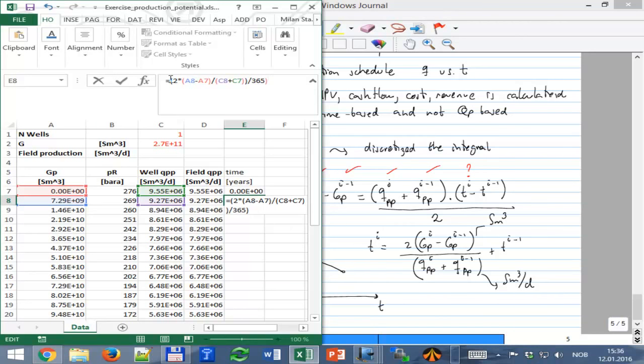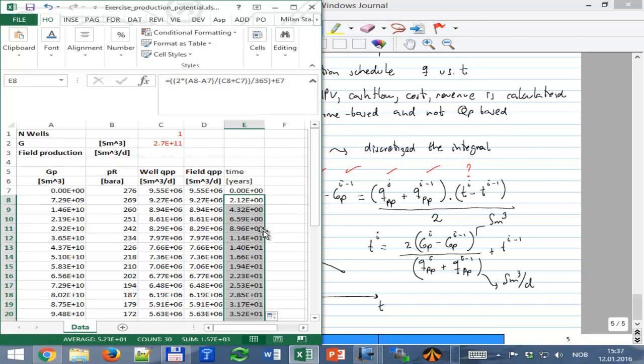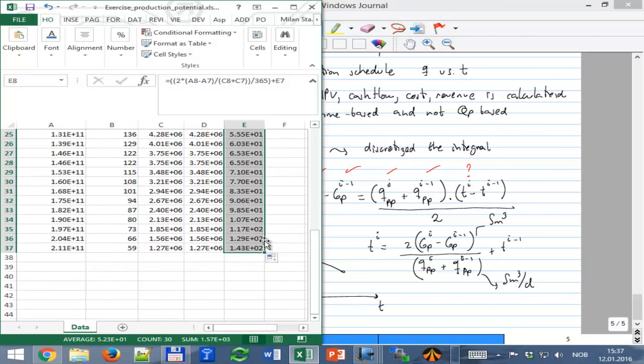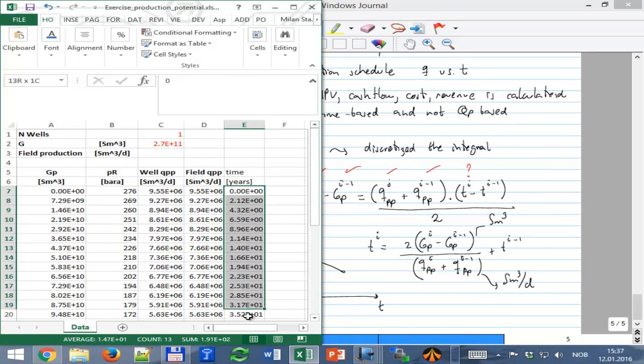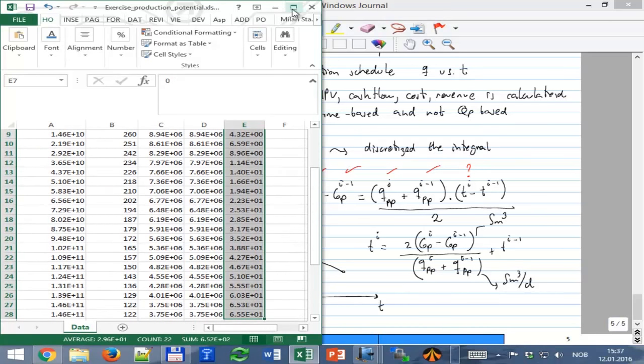Okay, and I add to the previous time. Okay, and it told me that 2 years had happened until I reached this reservoir pressure. Then I drag it down, and I'm going to obtain, let me just put this in years so we don't need all of these decimal points.